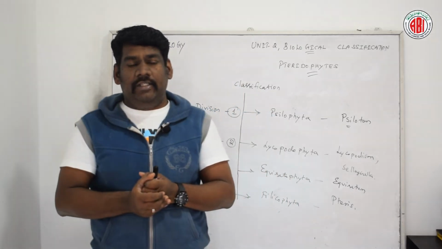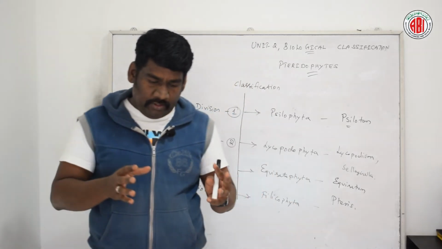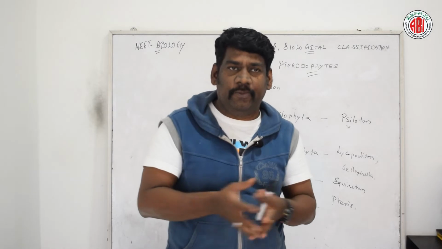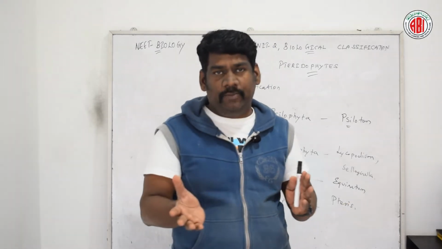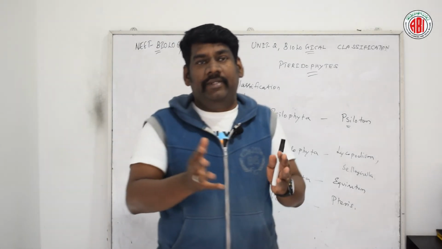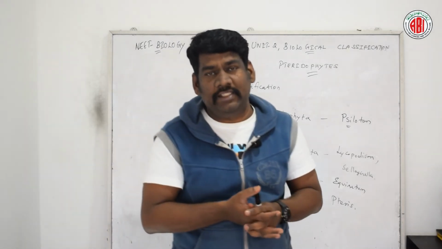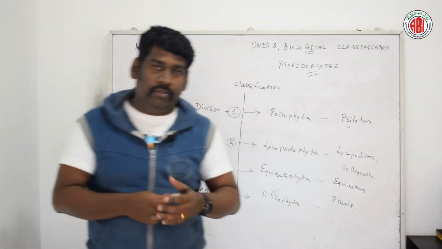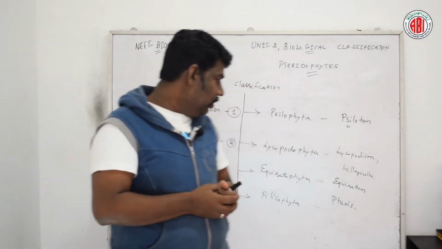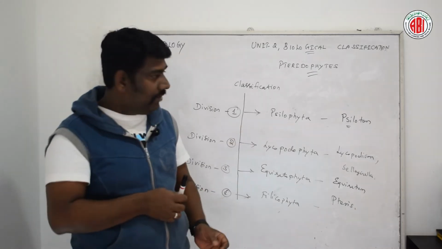And sori are groups of sporangia containing spores. The sporangium is a structure that produces spores during the asexual mode of reproduction. These sporangia form into a group or a cluster, and this cluster or group of sporangia is called sori. There we are able to see a number of spores. So these are the different classifications of Pteridophytes.